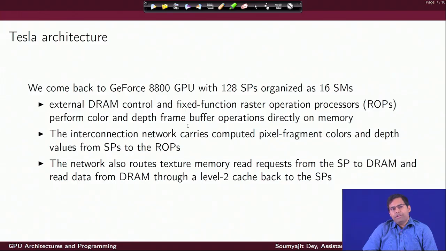So, given that you have these ROPs present, it is possible to do these specific operations on color and depth frame buffer directly on memory, instead of bringing them for doing some compute on the main processor pipeline. The interconnection network carries these computed pixel fragments, colors and depth values from the SPs to the ROPs.